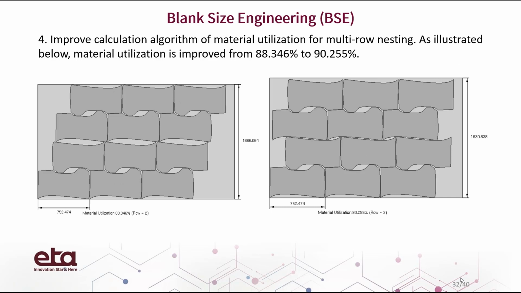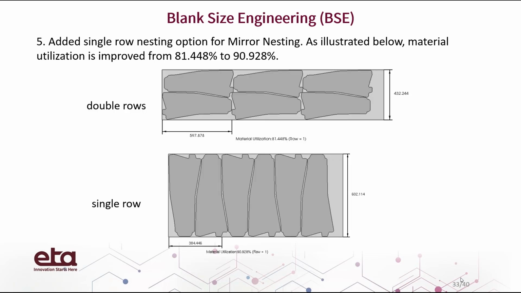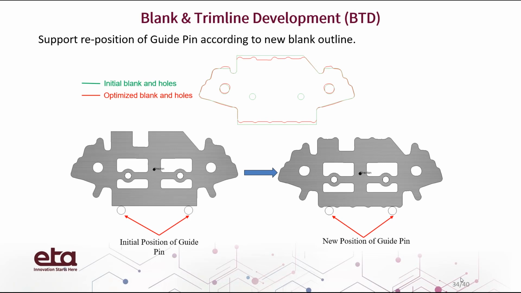The algorithm of multi-row nesting is enhanced and resulted in improvement of material utilization. Lastly, the single row option is provided in mirror nesting. It resulted significant improvement of material utilization. We have also improved the blank and trimline development module by implementing automatically repositioning of guide pins during optimization process. The guide pins are positioned to the updated initial blank outline.